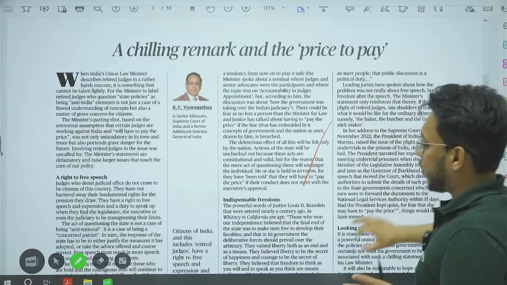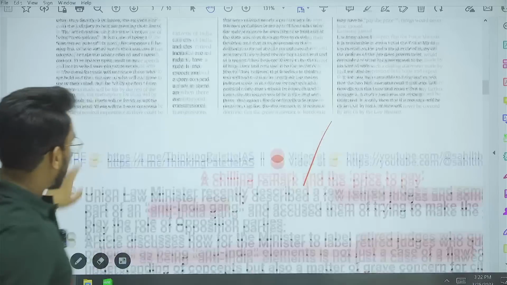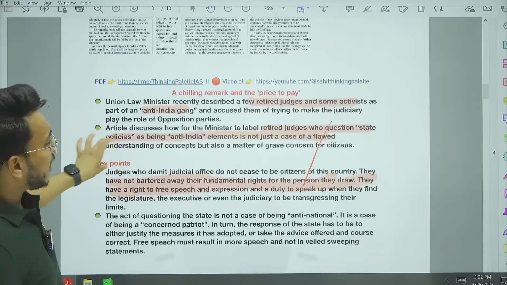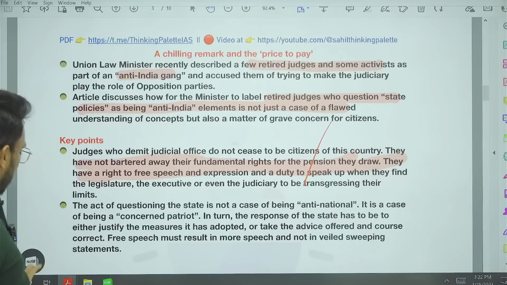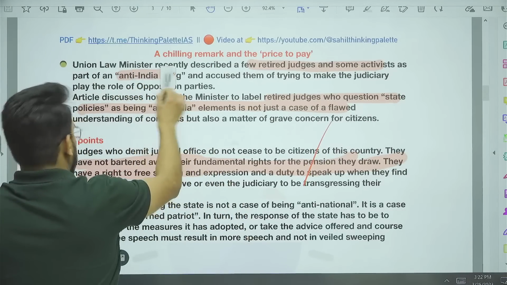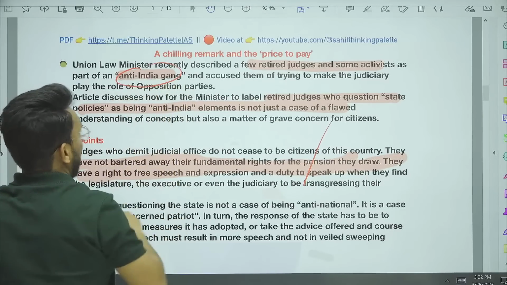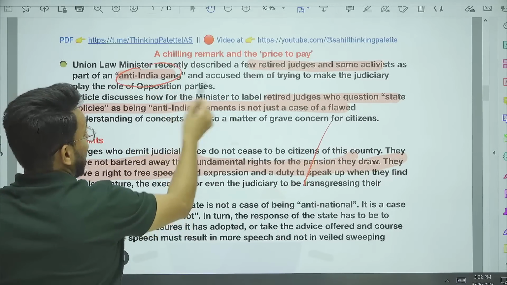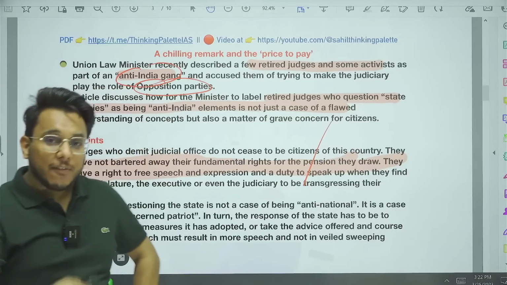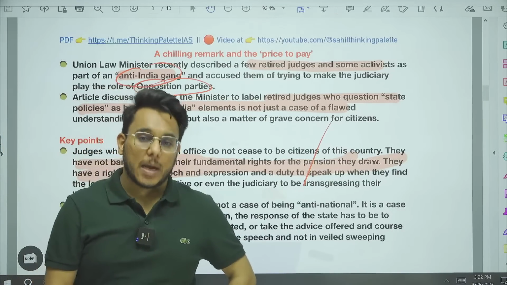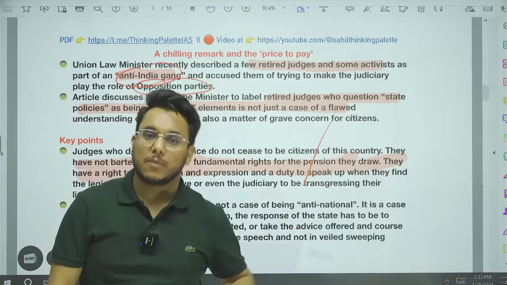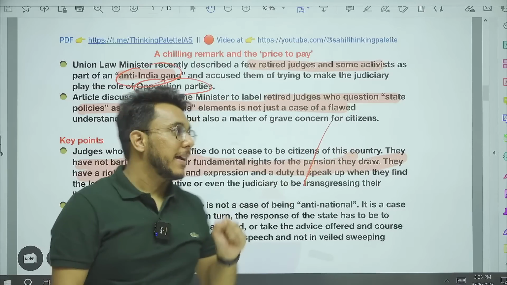So basically what has happened, the union law minister has recently described a few of the retired judges as well as some activists as an anti-India gang, and it has been said that the judiciary is today playing the role of an opposition party. Many of the judges after their retirement made certain comments against the government's policies, but it is being said that this is unwarranted and should not have been said by the judges.